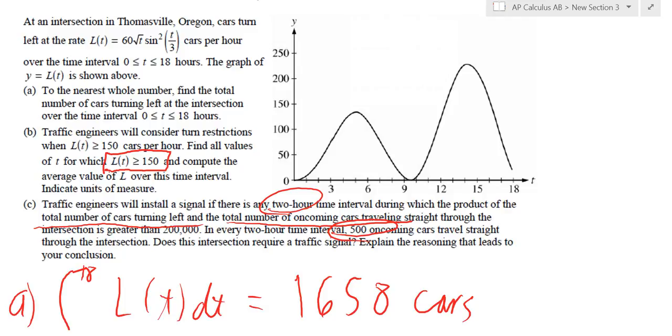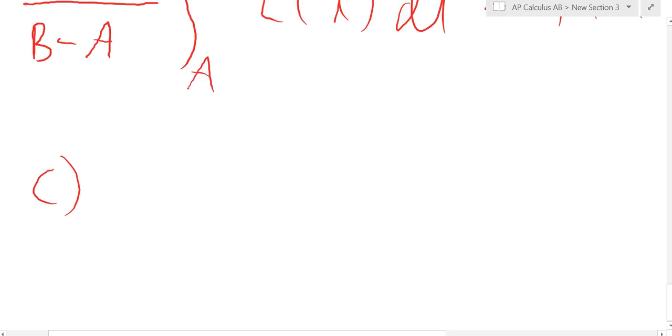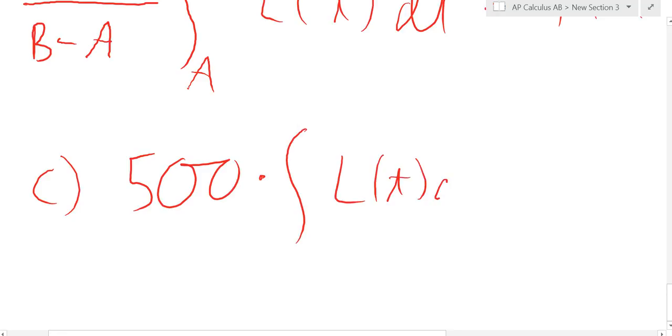We should go from where to where? 13 to 15. Does that make sense? And look, I promise you, they're not going to make this question a no. Like, you're not going to have to guess and check all these different intervals. They're going to make it fairly obvious. So as long as you pick a 2-hour time interval around that highest point, this is going to work out. Okay? So all we need to do is take the product of the cars going straight, which was 500, and multiply it by the number of cars turning left, which is the integral of L of t dt.